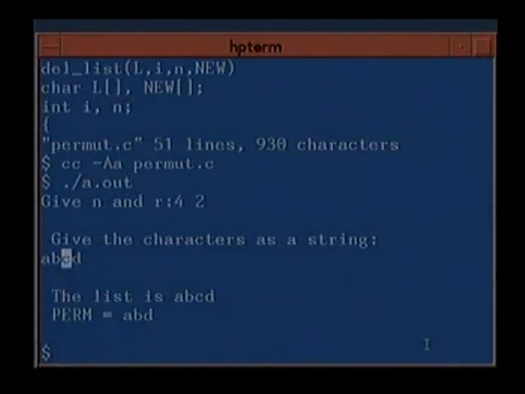So this is A, B, C, D. We read in A, B, C, D, which is in 0, 1, 2 and 3, and we remove the second for I equal to 2, and we get back A, B, D. So this is how we can manipulate character arrays and use the string functions.